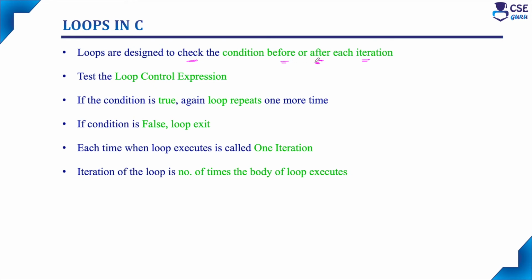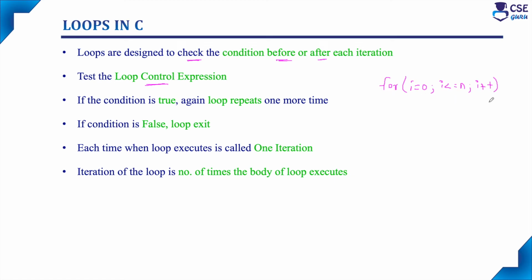That is for loop, while loop and do while loop. And in every looping statement, a loop control expression will be used. This loop control expression is a constraint to control that particular loop to execute n number of times. So all looping statements will use this loop control expression.